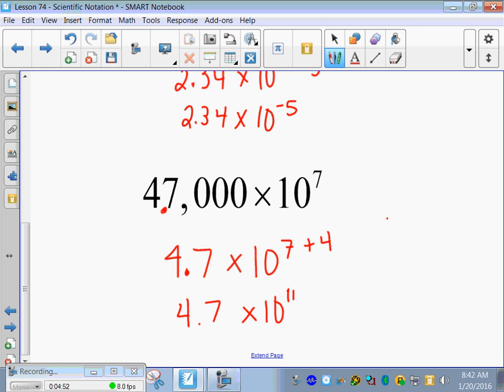Actually, you guys, I do want to see this step so I can see if you added or subtracted or whatever. Okay? It's not that hard. Show me that step so I can see what you did. Okay?